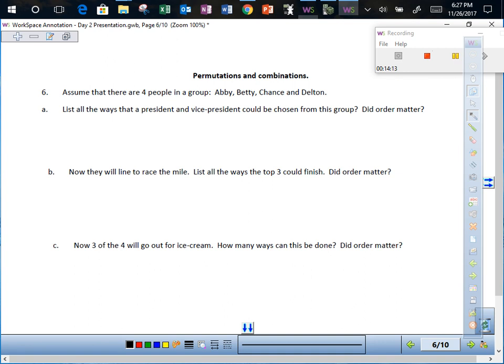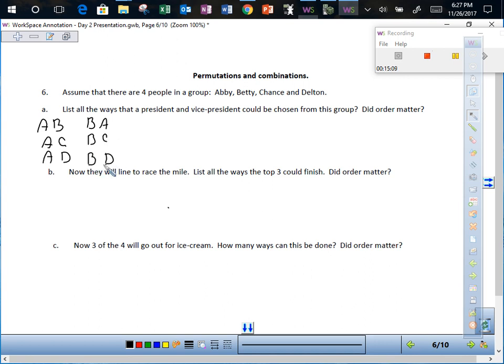So here goes. I'm just going to use initials, so will you. Abby could be president. Betty could be her vice president. Abby could be president. Chance could be her vice president. Abby could be president, or Delton could be her vice president. Well, now let's move to Betty. Betty could be president, Abby could be vice president; Betty president, Chance vice president; Betty president, Delton vice president.